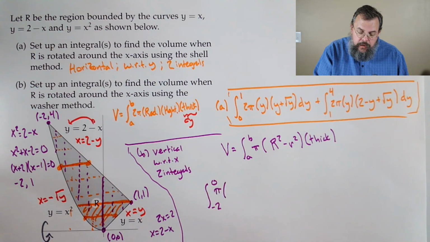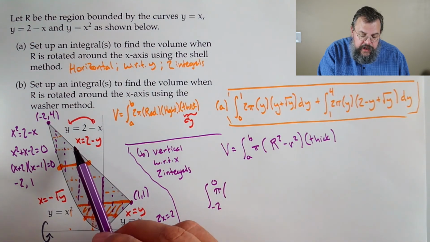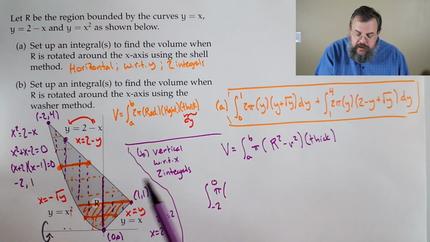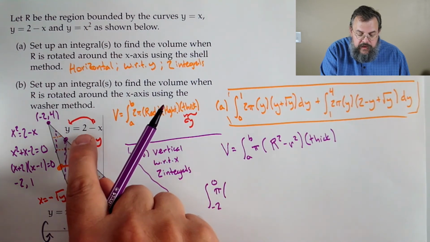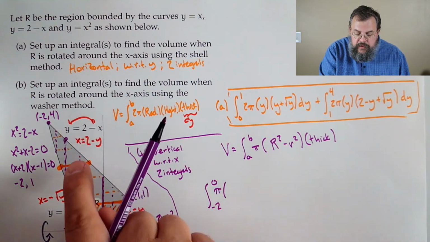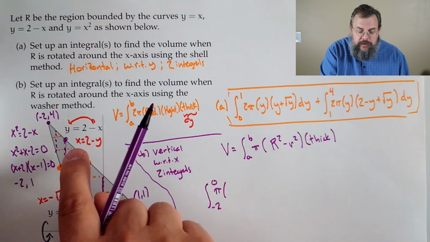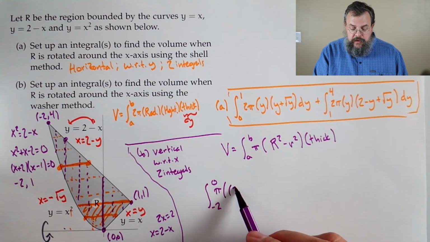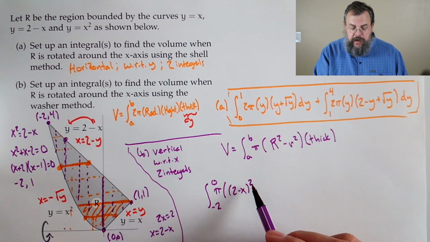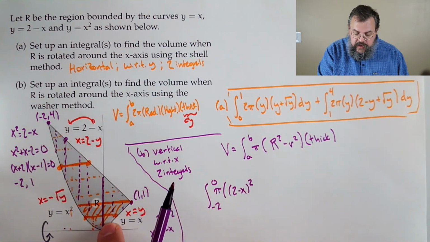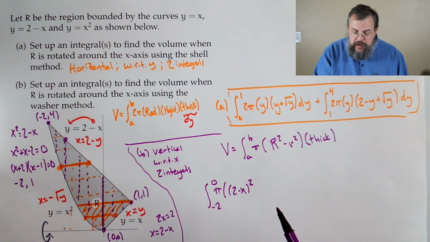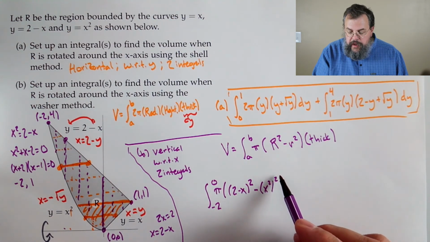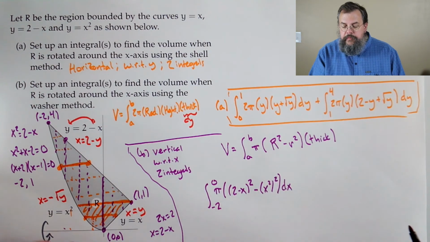And now we have to say, well, what? Well, our outer radius is from the top curve down to where we spin. So our top curve is the 2 minus x. Notice that here we're going to integrate with respect to x. So I really want everything involved to be a function of x. So 2 minus x squared, subtract x squared squared. So subtract, I'll leave it as x squared squared and dx.